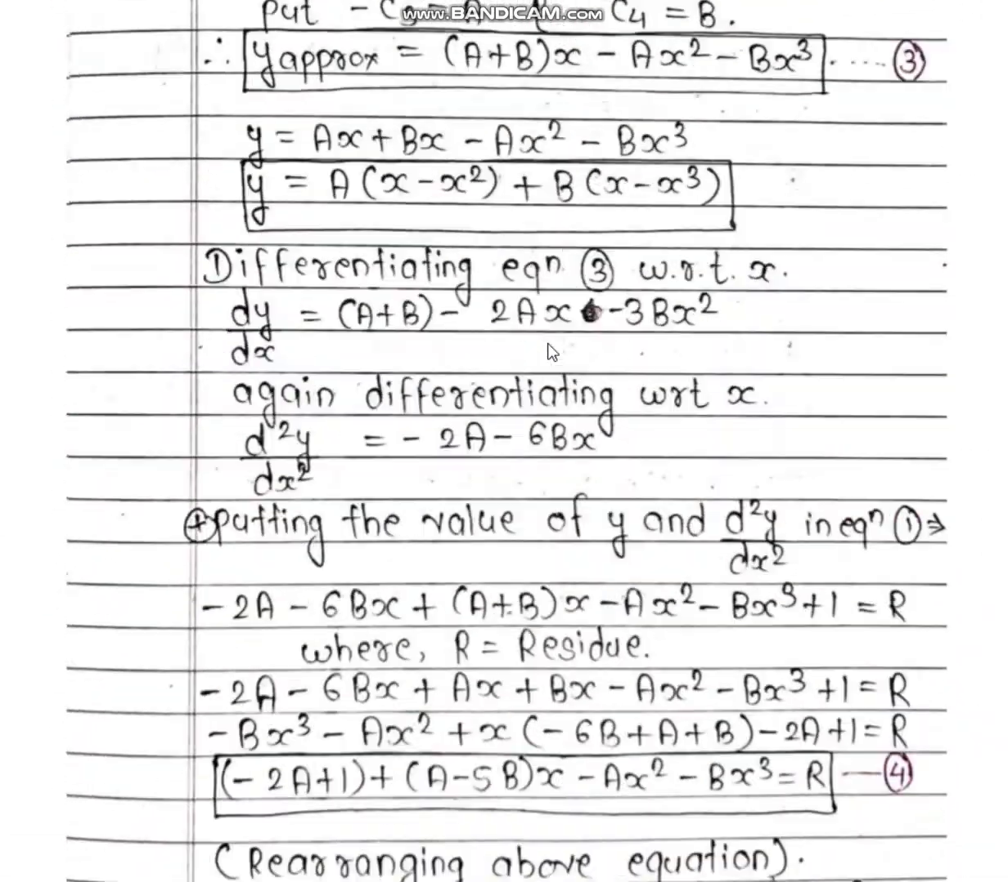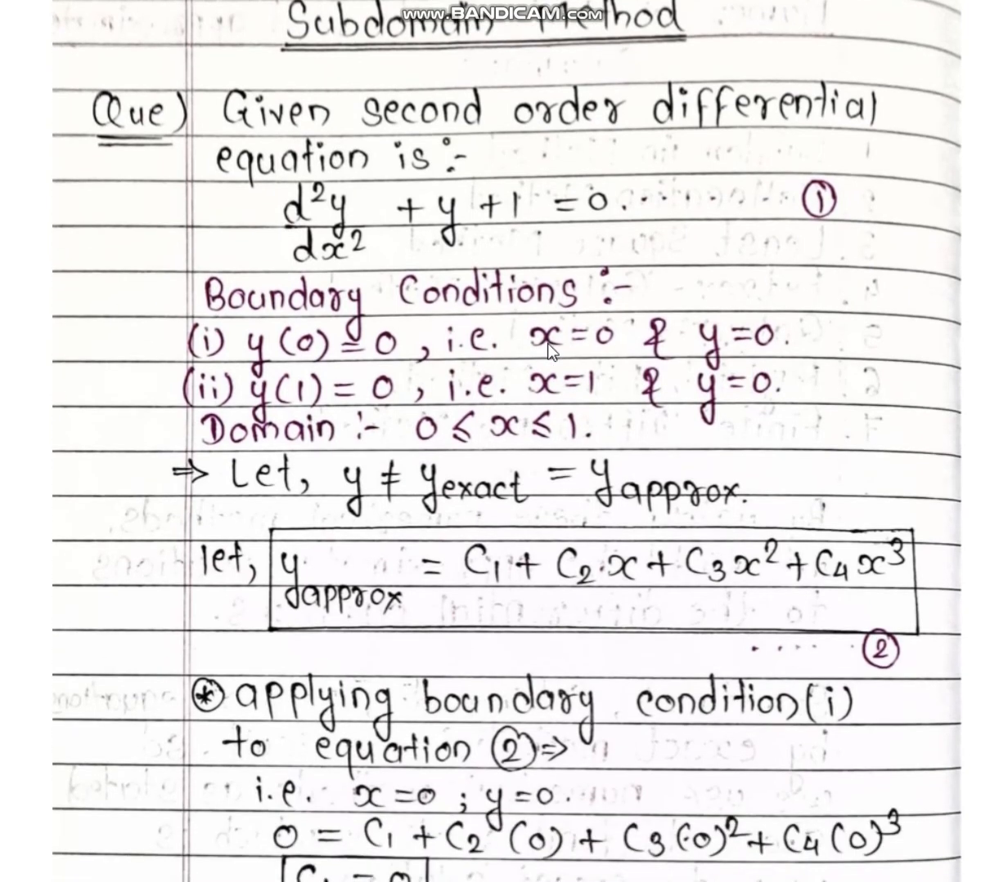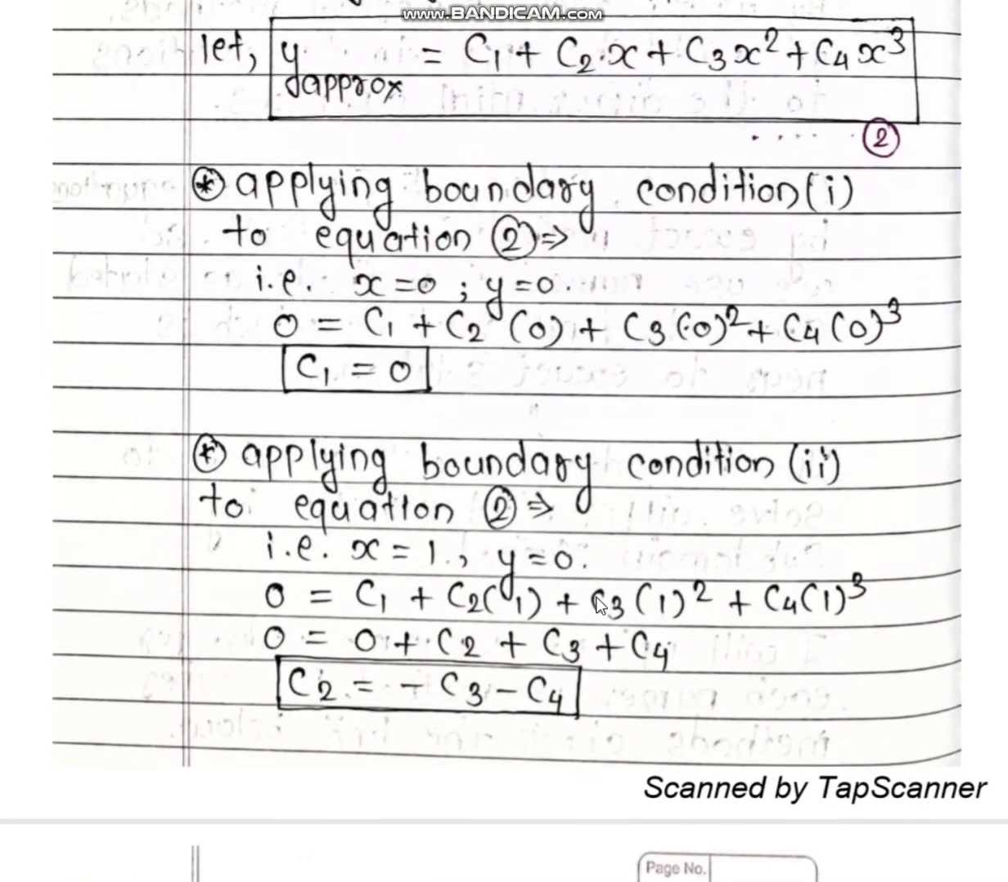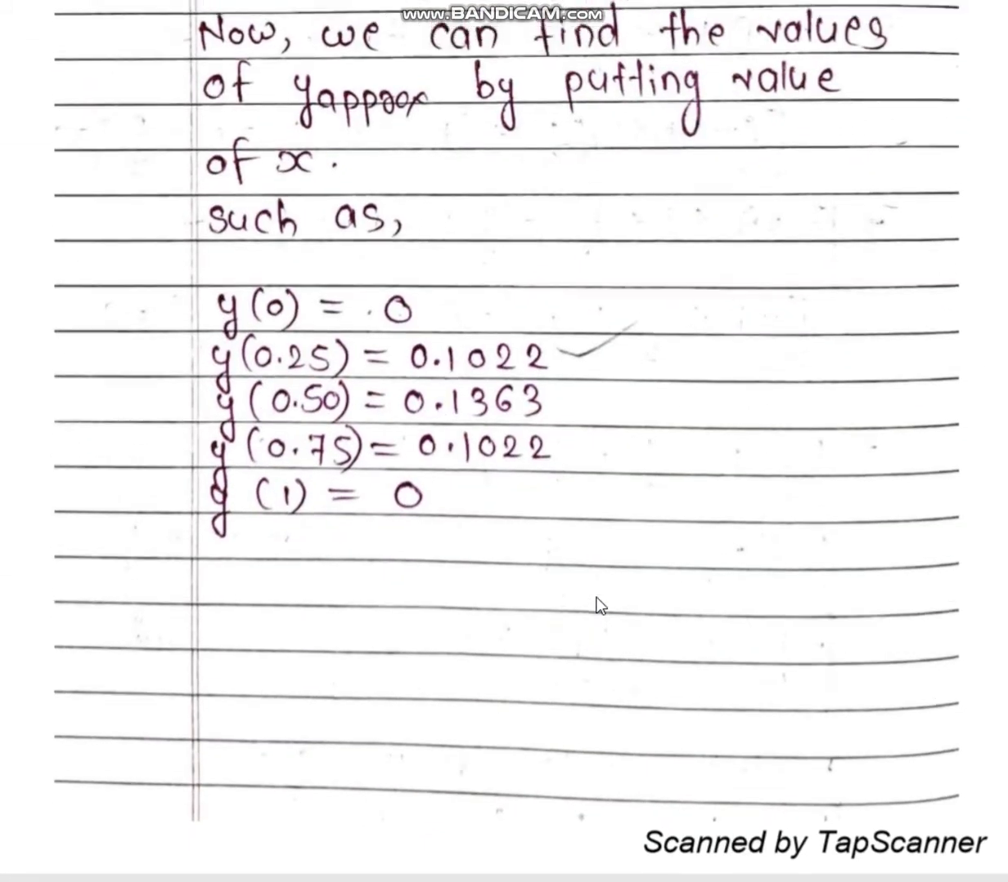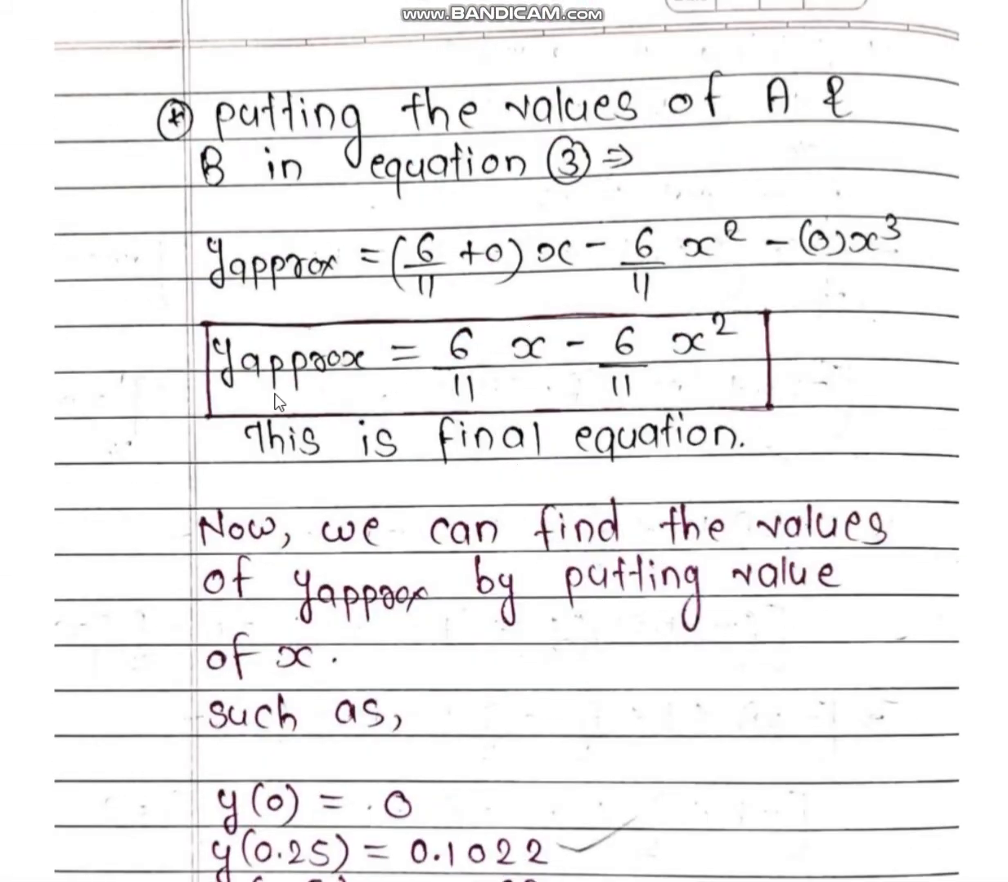I would like to show you the first polynomial that we have assumed, that y approximate equals c1 plus c2x plus c3x square plus c4x cube. After solving and simplifying this equation, we get the simplified version in terms of x, that is y approximate equals 6 by 11x minus 6 by 11x square. So this is our final equation.